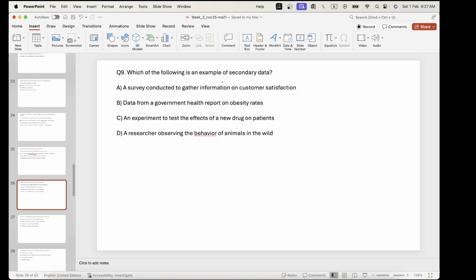Which of the following is an example of secondary data? A survey conducted to gather information on customer satisfaction? No. Data from a government health report on obesity rates? Yes, because this data is already collected and available. An experiment is first-hand experience, so no. A researcher observing behavior of animals, this is also first-hand experience, so no. Option B is the correct answer. Okay.